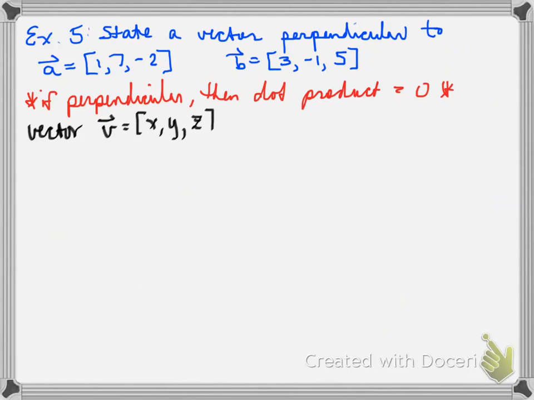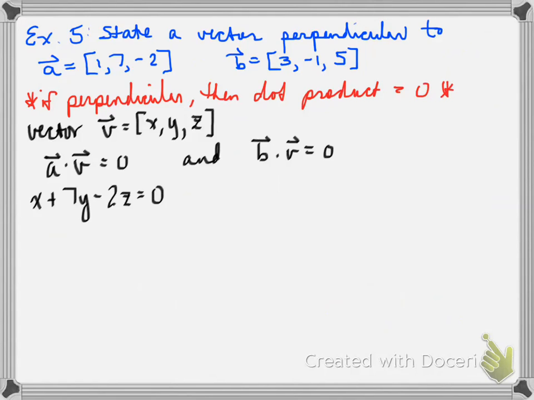Let vector V equal (x, y, z). What does that mean for us? Well, vector A dot V is equal to 0, and vector B dot V is equal to 0. Note that vector A dot V is equal to x plus 7y minus 2z equals 0. Vector B dot V is 3x minus 2y plus 5z equals 0.